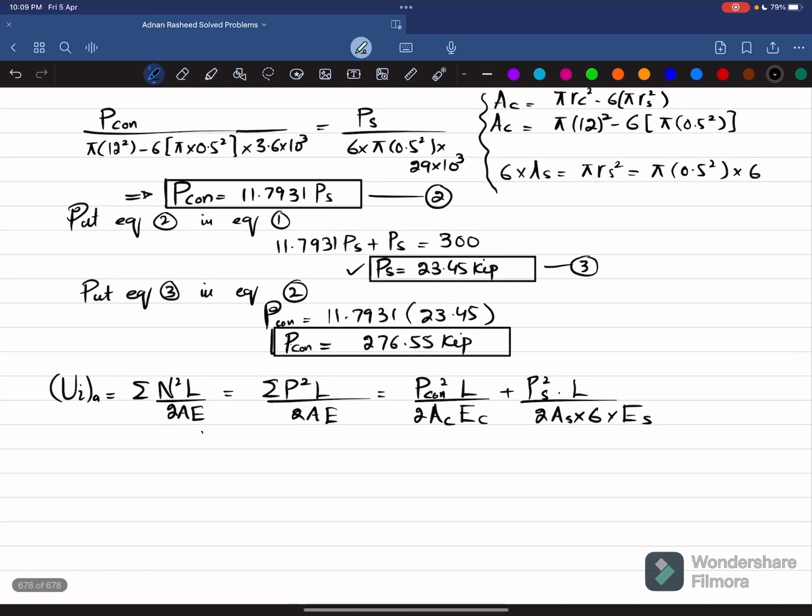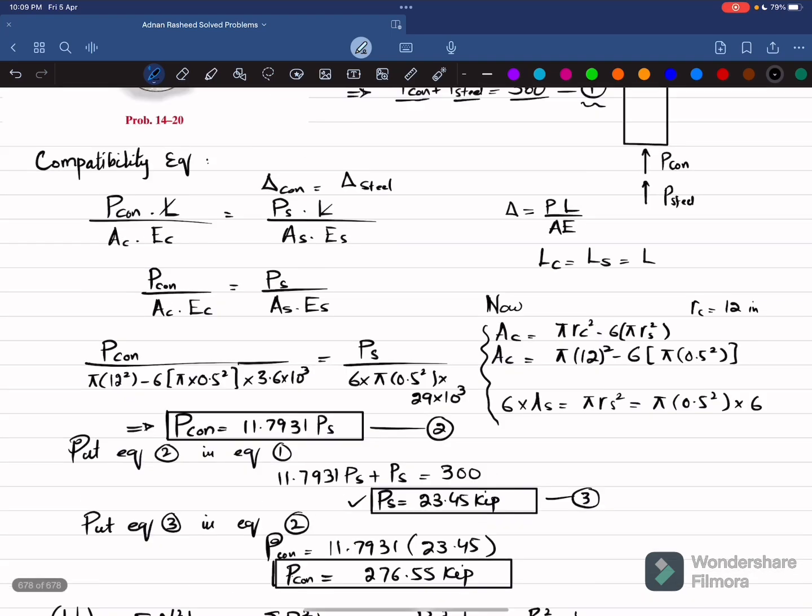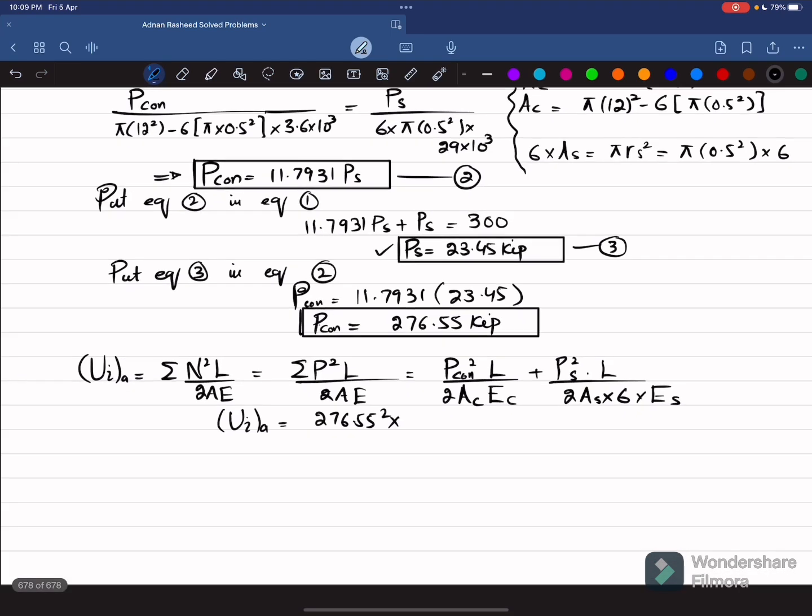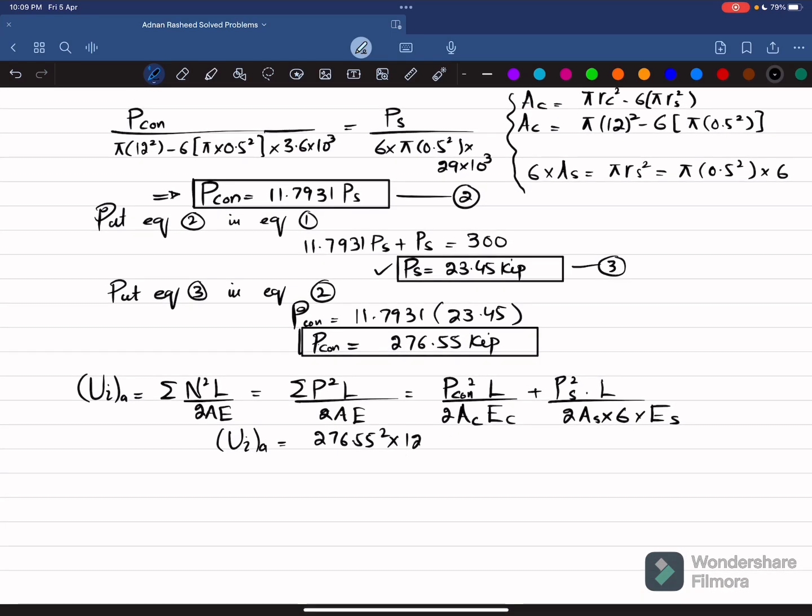Now put the values, so you will get U, strain energy due to axial loading, equal to P of concrete, which is 276.55 square multiplied by length. We will check the length. Length is 5 feet, so in inch it will be 60 inch, 12 into 5. We'll convert it into inch. Divided by 2 multiplied by area of concrete, which is again this one.